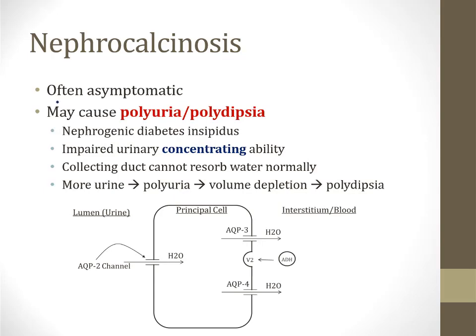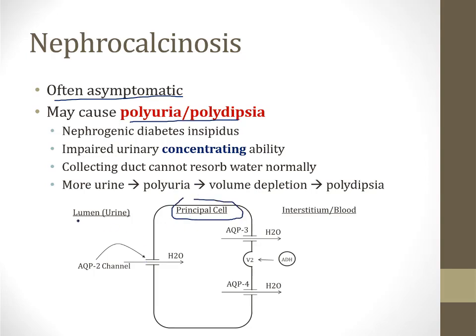In most cases, nephrocalcinosis is asymptomatic. It's often identified on routine imaging of a patient with a history of hypercalcemia or hyperphosphatemia. It can, however, in some cases cause polyuria and polydipsia, and it's high yield to understand this because this is a tie-in with renal physiology. Shown at the bottom of the screen is a drawing from the renal physiology videos of one of the principal cells in the collecting duct.